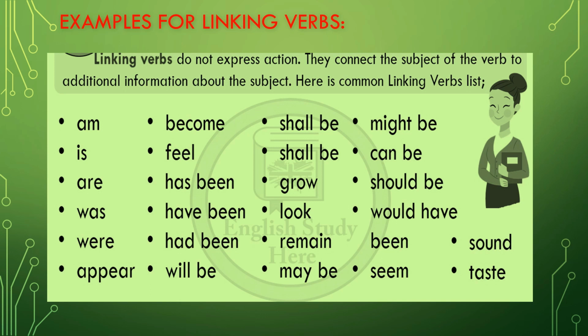It may not connect the sentence, but gives more information about the subject. Here is a common linking verb list. Understand, here you have to be very careful. Linking verbs are the words that link the subject and another part of the sentence, but they also give additional information about the subject. Some may not always link, but they can give additional information.